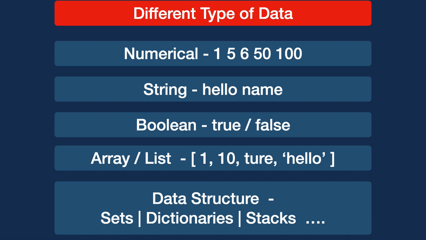Next data type we have is list or array. Different programming languages have different terminology. This data type will be called array in JavaScript, and in Python we call it list. So what is this? It's basically a collection of different data types separated by a comma, wrapped around by square brackets. Lastly, we have data structures in programming languages like sets, dictionaries, stacks, queues, trees. Now these terminologies might not be really familiar to you, but don't worry, you'll get there.